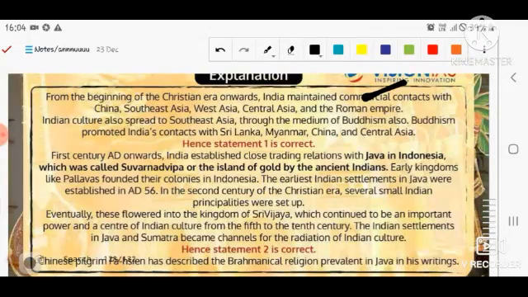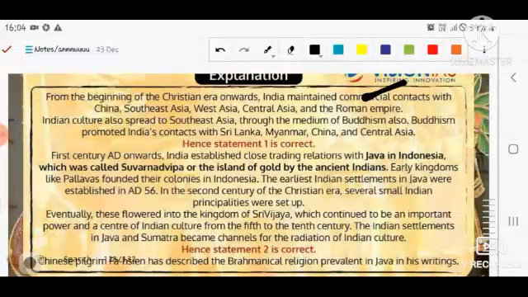India established a close trading relation with Java in Indonesia, which was called Suvarna Dvipa, or the island of gold, by the ancient Indians. Early kingdoms like Pallava founded their colonies in Indonesia. Pallavas took their route to Indonesia. The earliest Indian settlement in Java was established in 56 AD. In the 2nd century of the Christian era, several small Indian principalities were set up there.